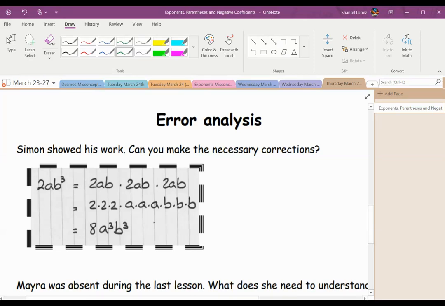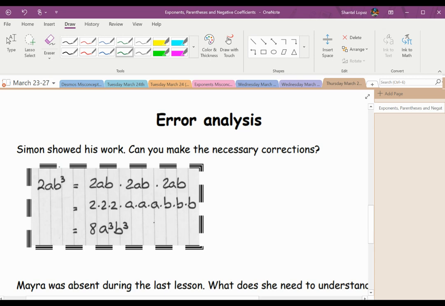Hi guys, so I wanted to do the error analysis with you today because I noticed a lot of you have been skipping it or have not been really understanding it. So what error analysis means is basically you're helping the fake student realize where they went wrong or where was their mistake. So let's go ahead and help Simon.